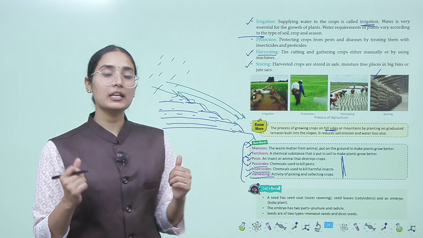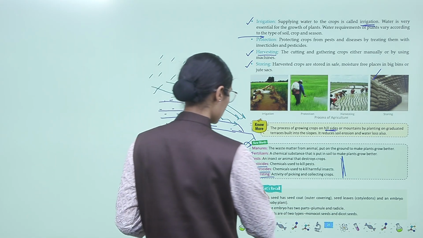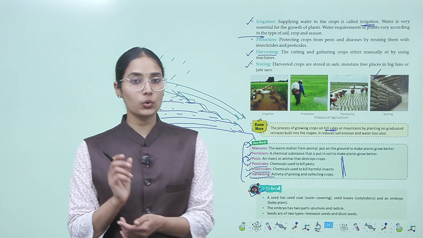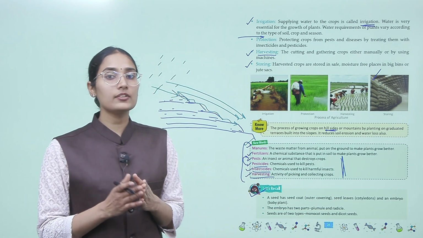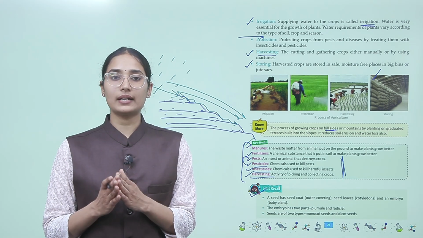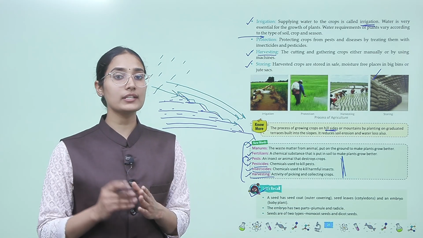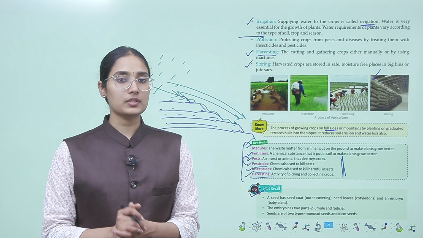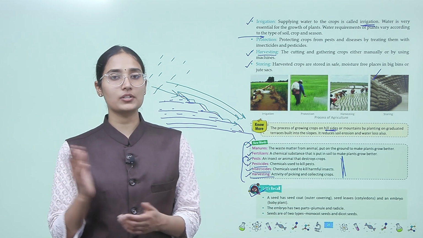Now, let's get to the main points of this chapter. So, what have we read so far in this chapter? Firstly, a seed has a seed coat, the outer covering, seed leaves, the cotyledons, and an embryo, that is the baby plant. The embryo has two parts, plumule and radicle. Seeds are of two types, the monocot seeds and the dicot seeds.